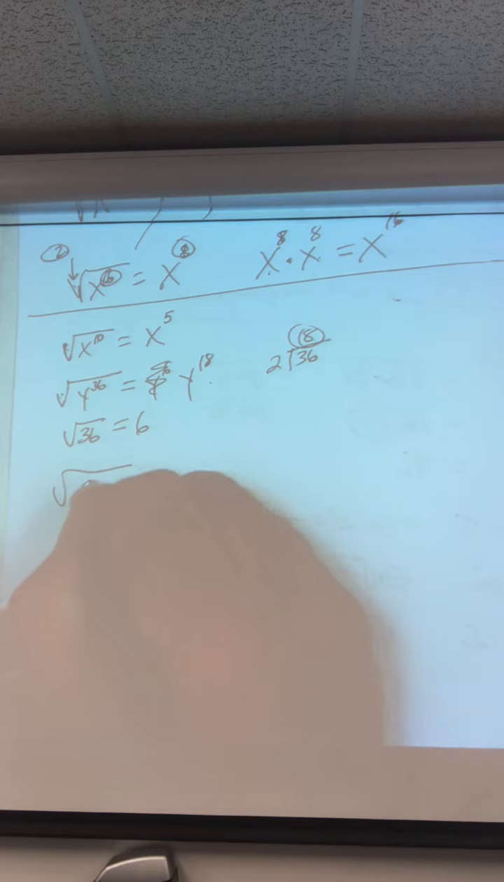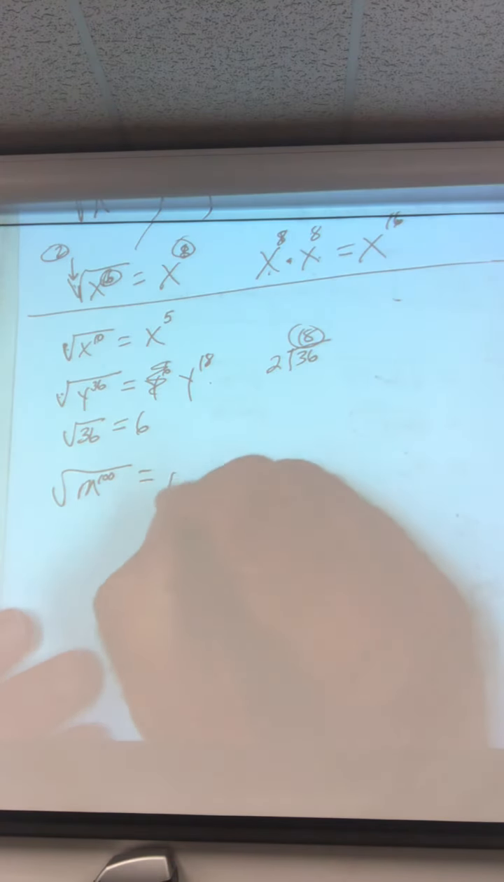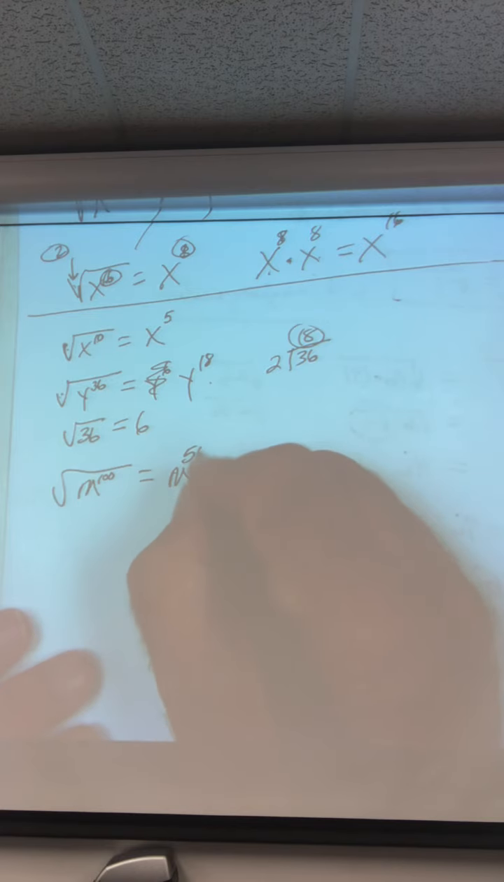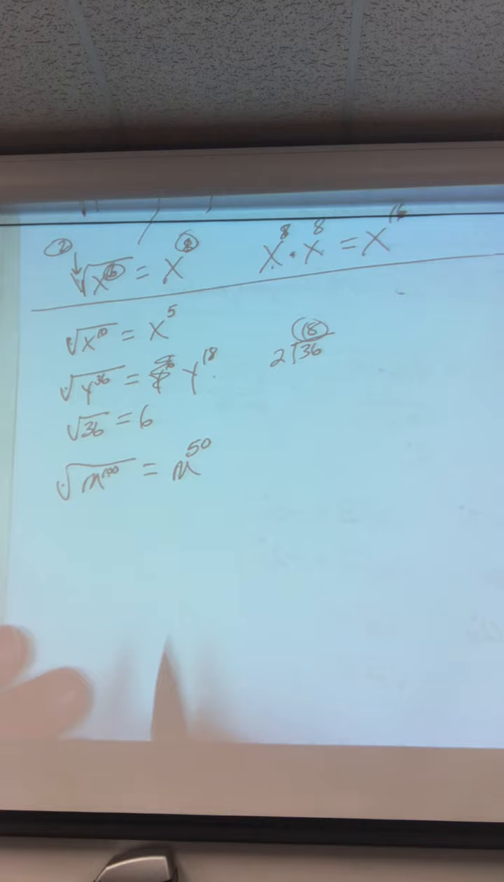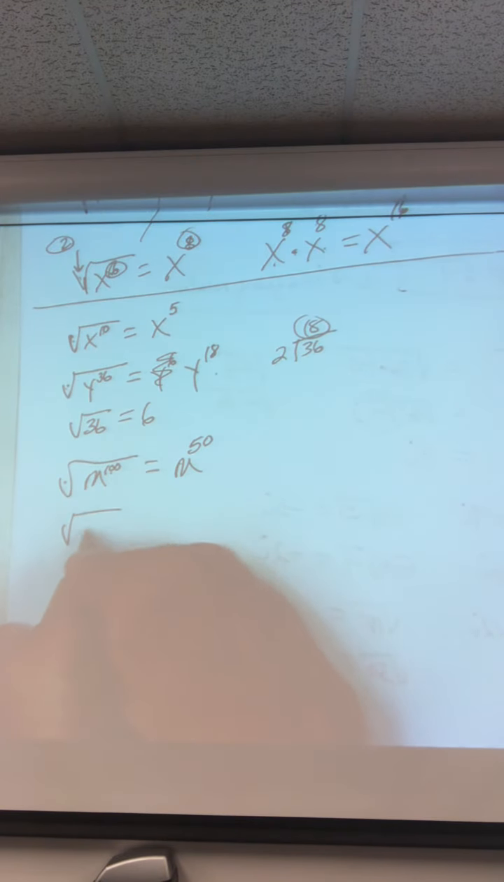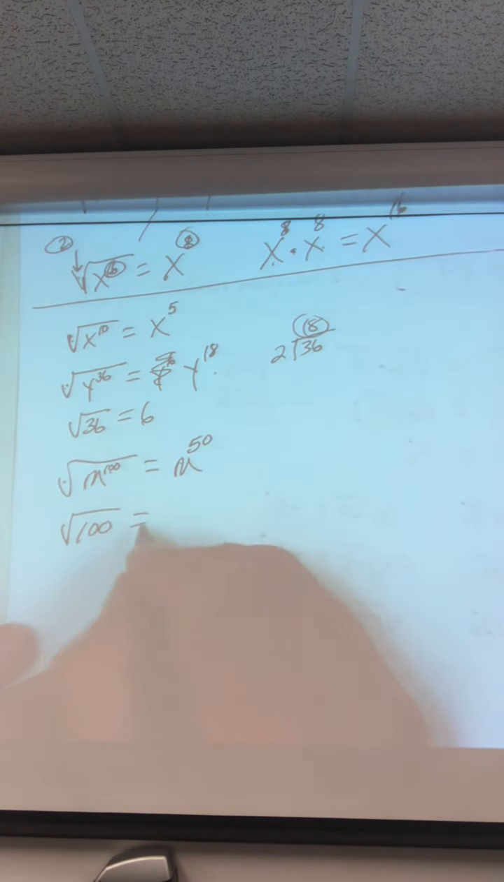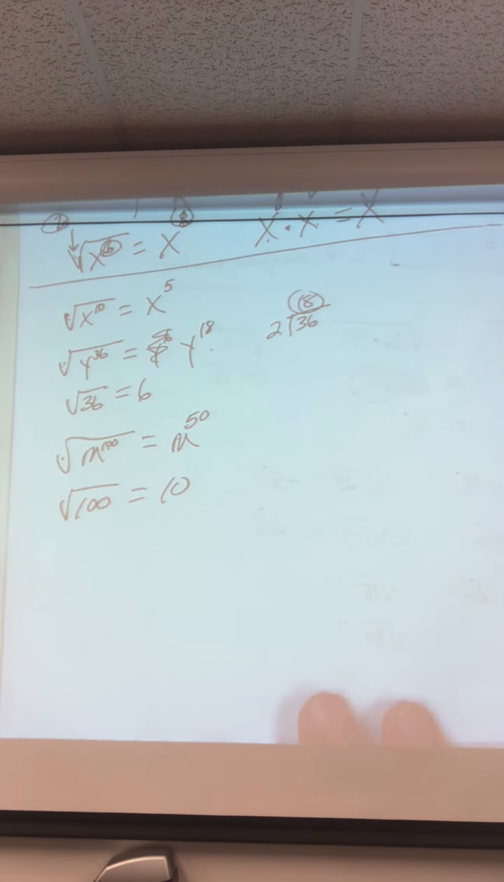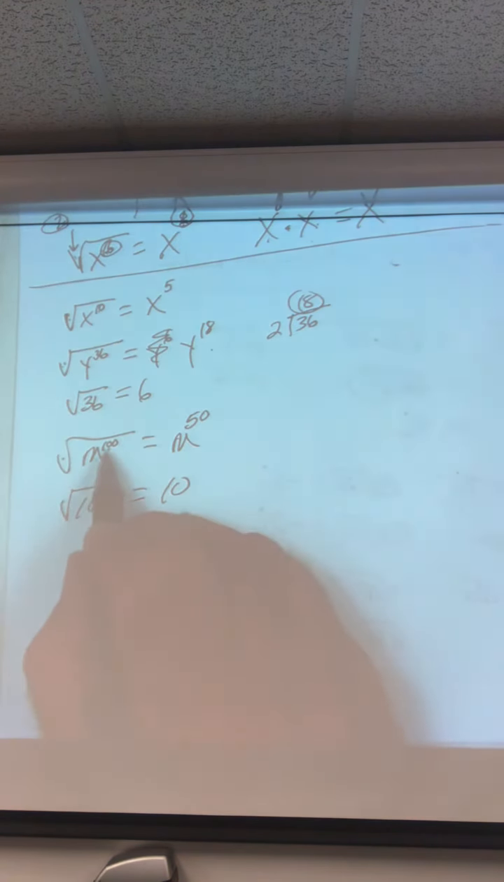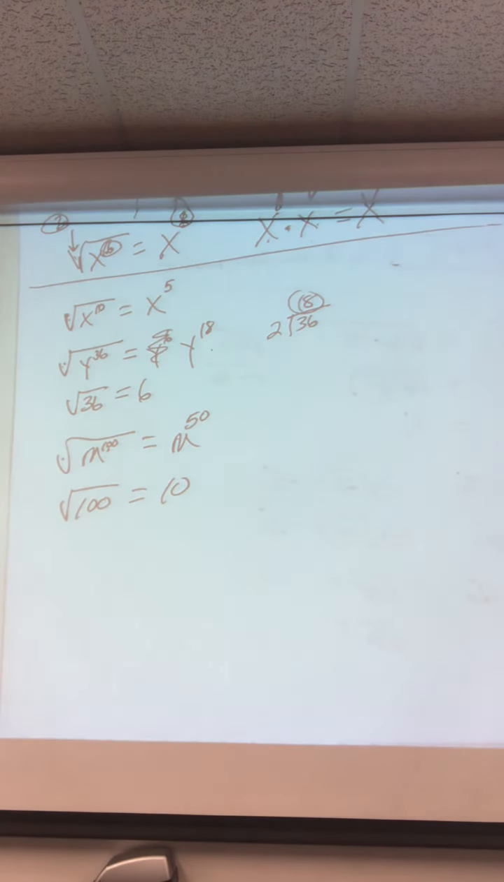So what's the square root of m to the 100? It would be m to the 50. 2 goes into 100 50 times. Now, if I said, what is the square root of just 100? That's 10. Do you see the difference? It makes a difference when it's an exponent, when it's just a number.